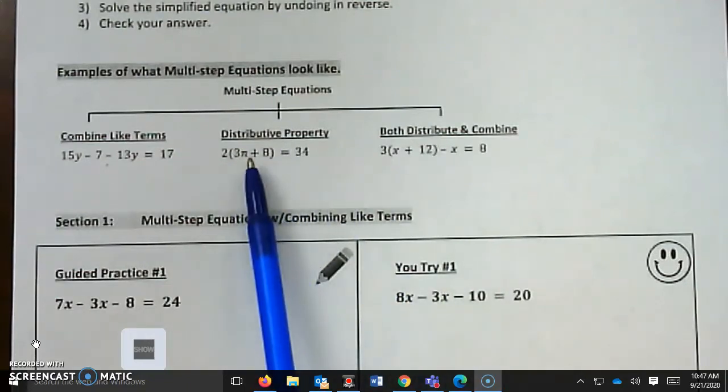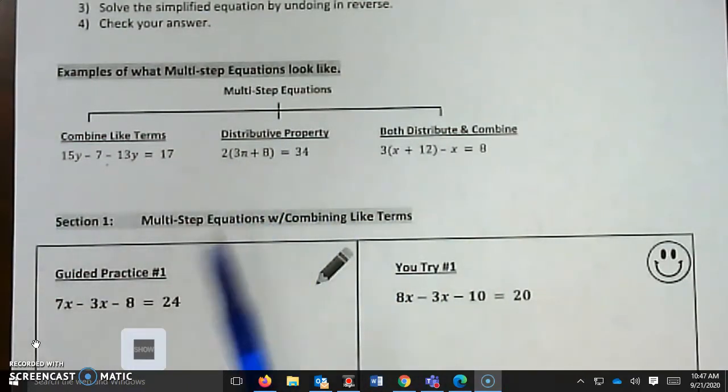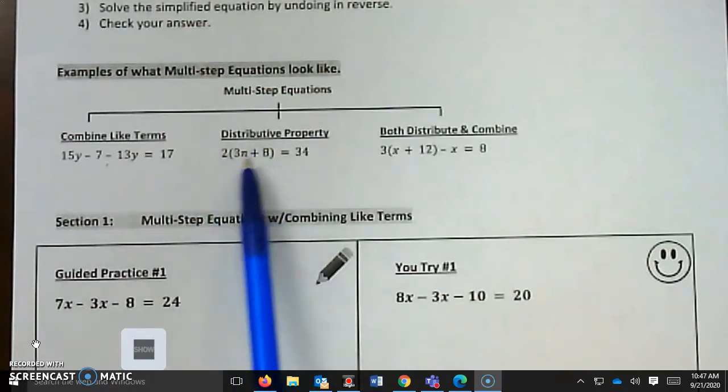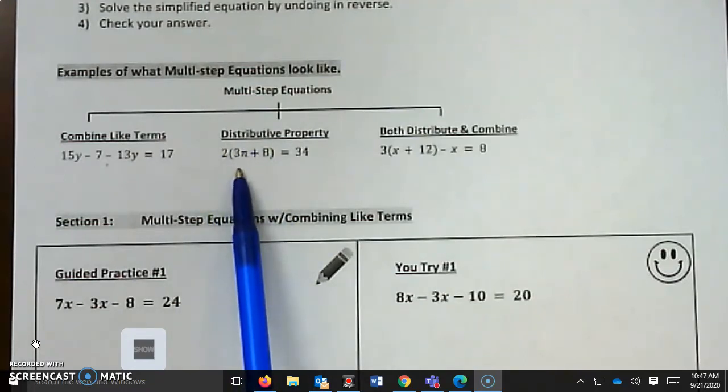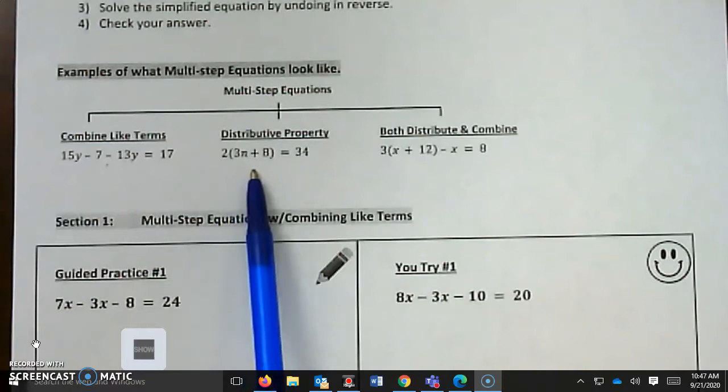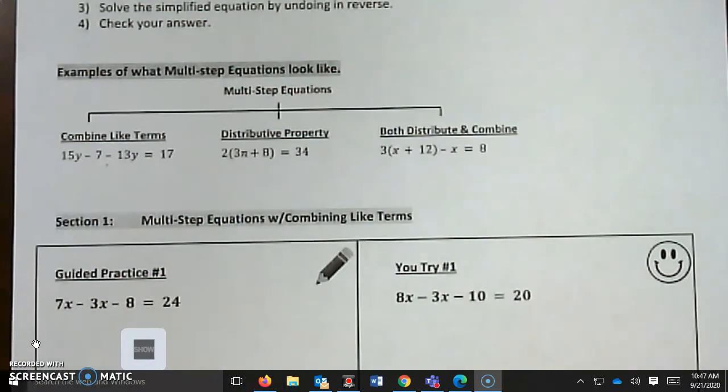Okay, now this one, clearly you see those parentheses. You're going to immediately distribute that too. It would actually read 6n, because I do 2 times 3n, plus 16. And I'd bring down equals 34. Okay, this video might be a little bit long today, but you have to begin to understand these equations because they're only going to grow. Okay.